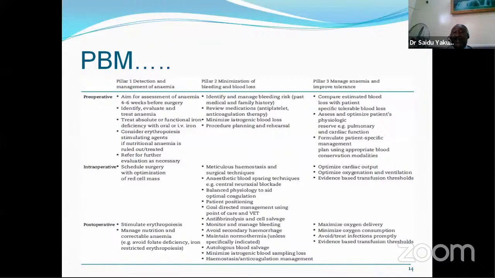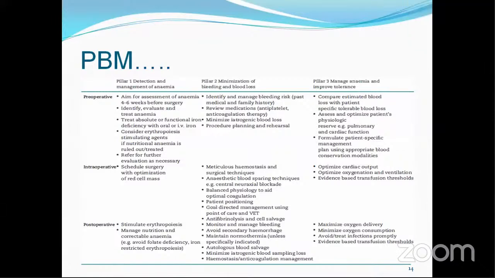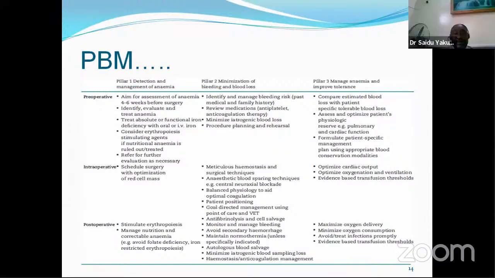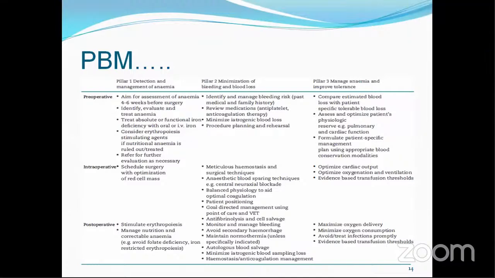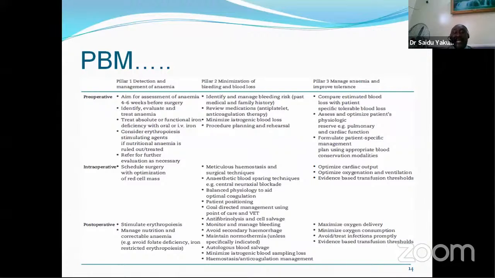The third pillar, the management of anemia and the improvement of tolerance. One should compare estimated blood loss with the patient's specific tolerable blood loss, assess and optimize patient physiologic reserve and pulmonary function. Intraoperatively, as I mentioned, could be surgical, could also be anesthetic techniques such as performance of regional anesthesia. And then one could also decide to go ahead and consider patient positioning. Postoperatively, certain things can be done. One should reduce the amount of blood that is being taken to test the patient. Also, the frequency can be reduced.